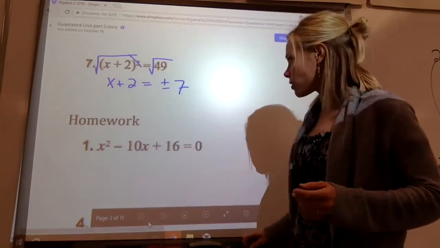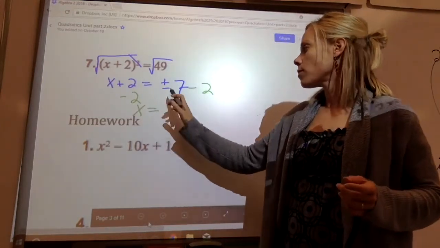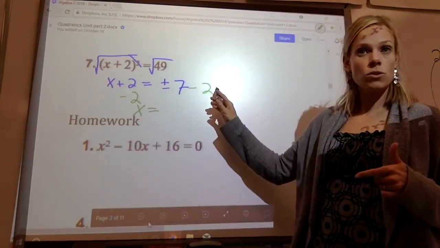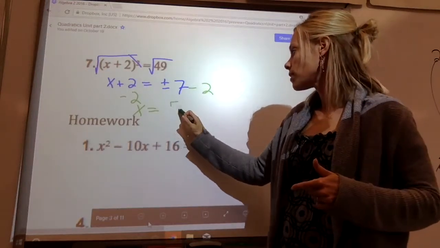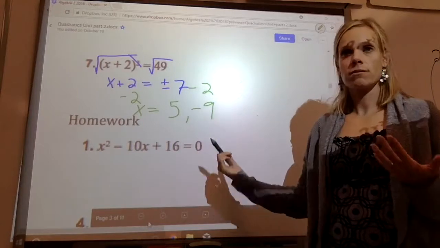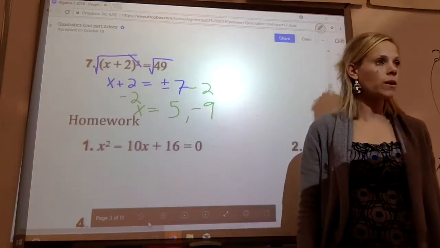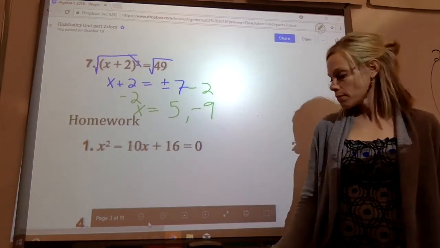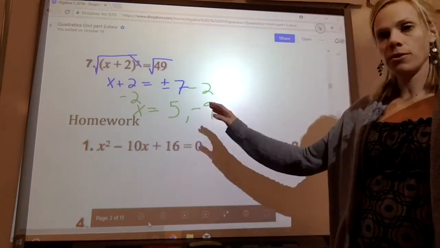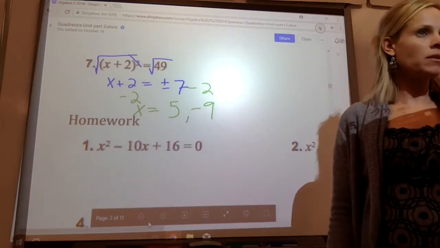Then, when I subtract 2, I have to solve for both. Positive 7 minus 2 is 5. Negative 7 minus 2 is negative 9. Okay? So vertex form we can still solve just by square rooting. Okay? But your assignment to finish that 1 through 15 is just the bottom of the page. You're just factoring and finding your roots.